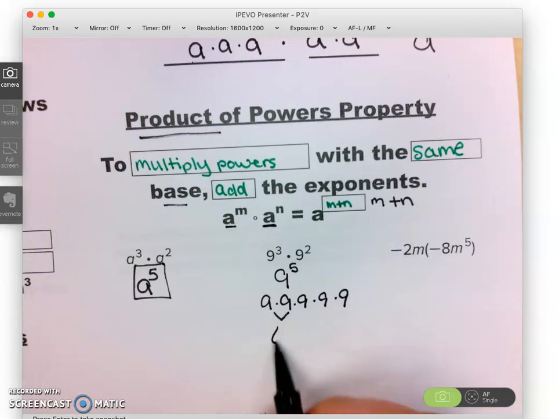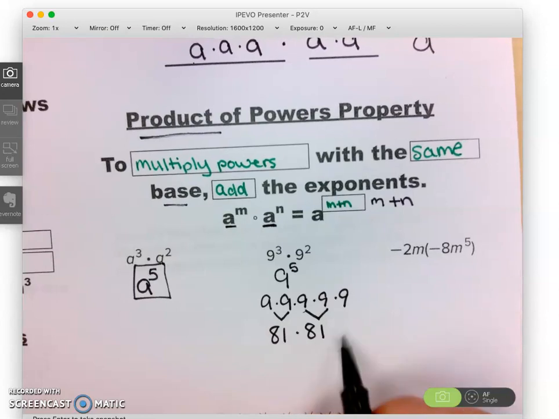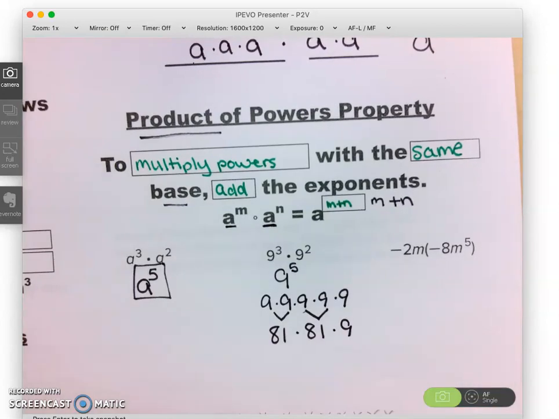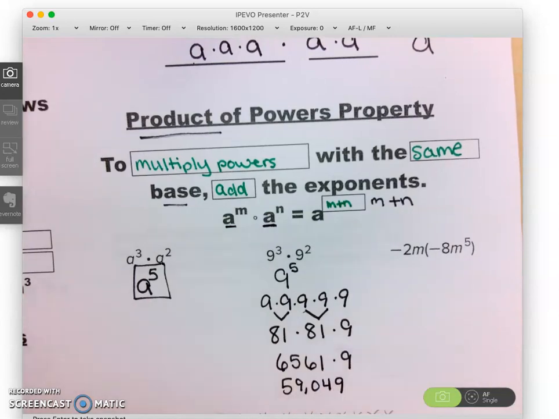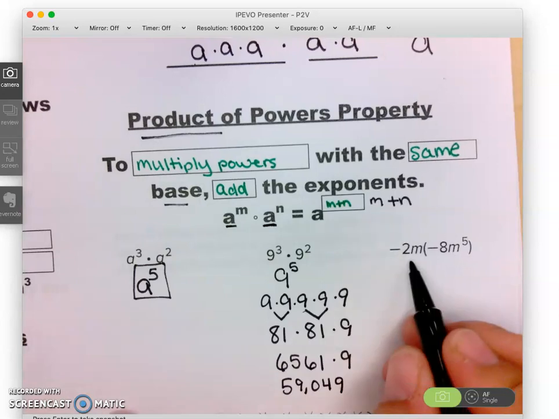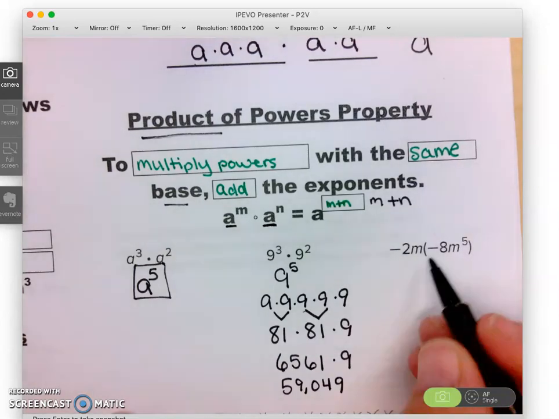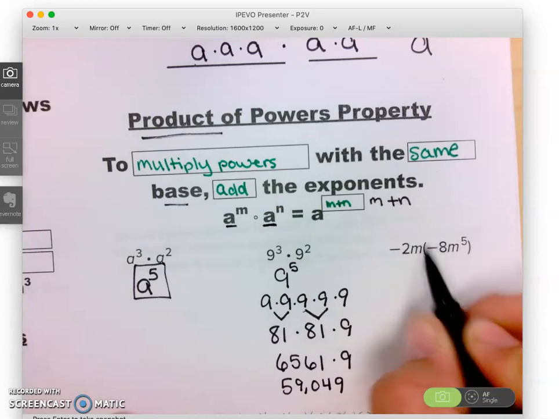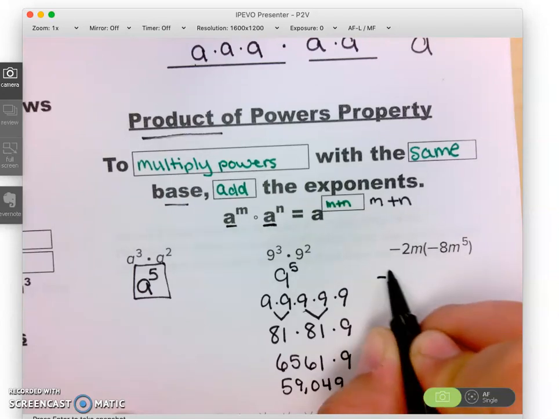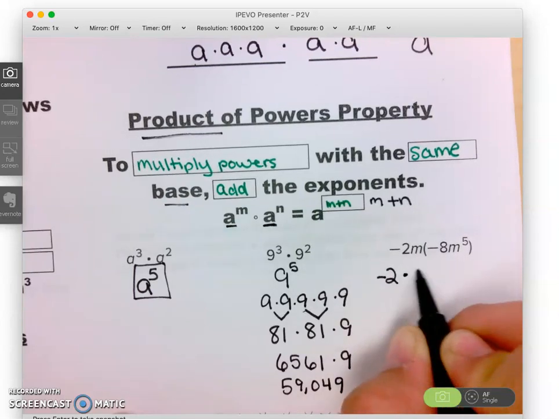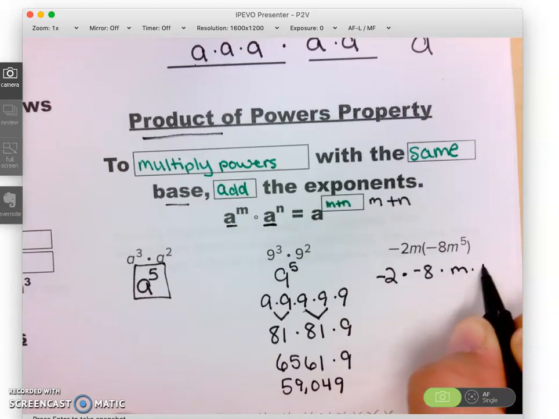So 81, here's 81, and then times another 9. And 81 times 81 is 6,561, and multiply that number times 9, I get 59,049. Okay? Here, this is all multiplying, so there's nothing on the outside of these parentheses, so I can rewrite this as -2 times a -8 times m to the 5th.